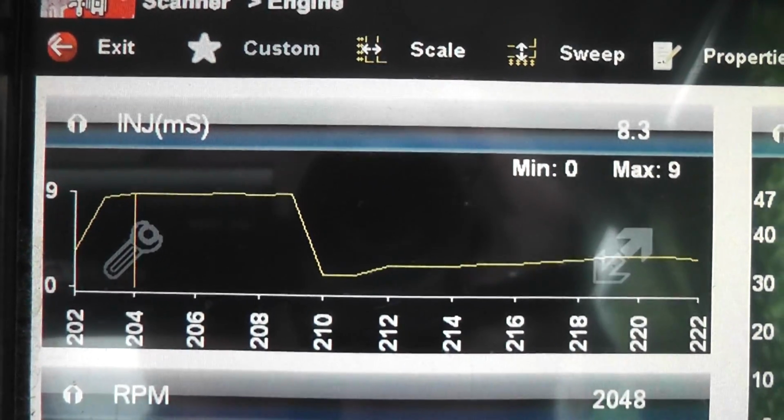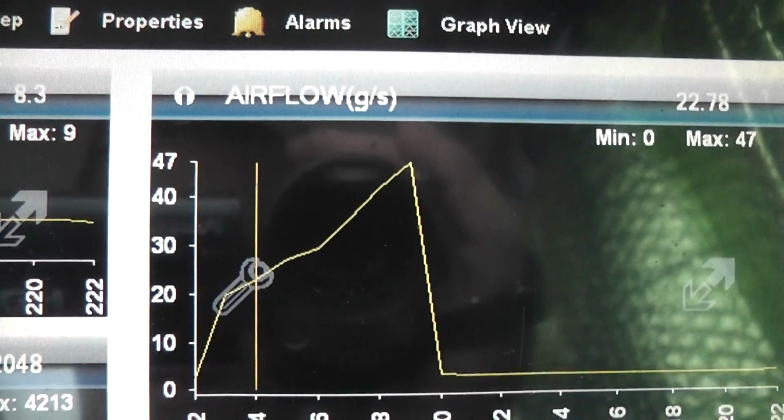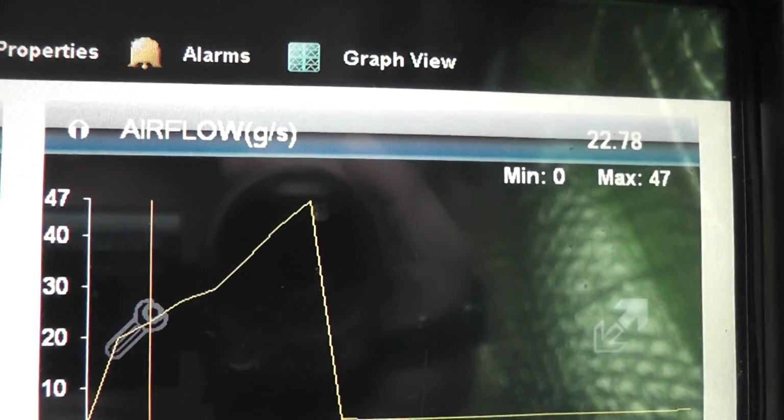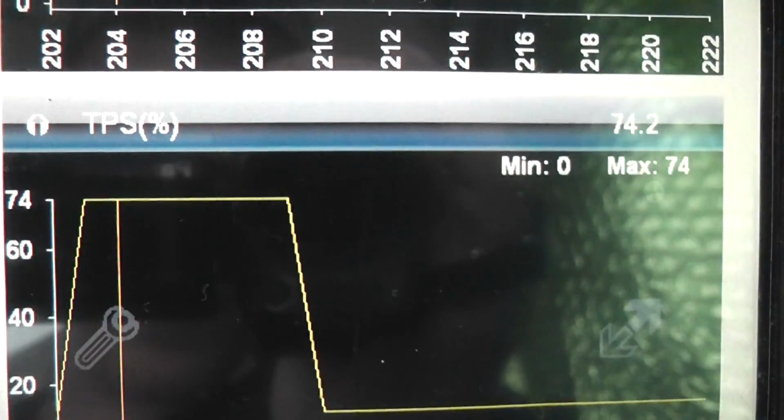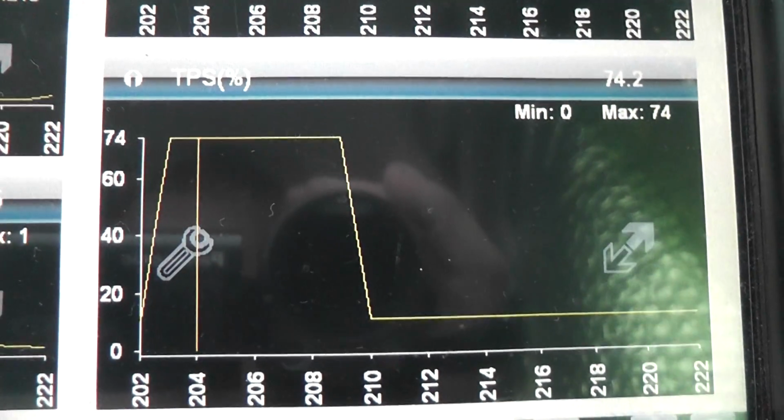A max pulse width reading of about 9 milliseconds. And we hit a grams per second max of 47. It looks like we had a floor mat maybe in the way here for this TPS. We only hit 74%, so we're gonna do it one more time.